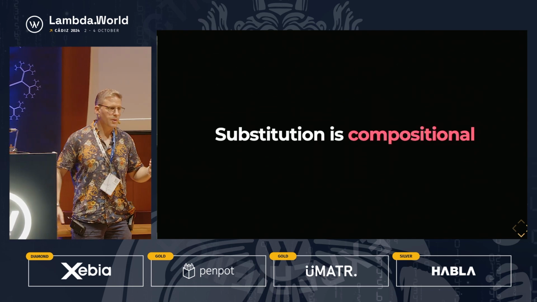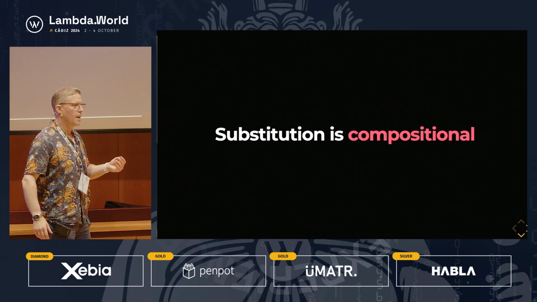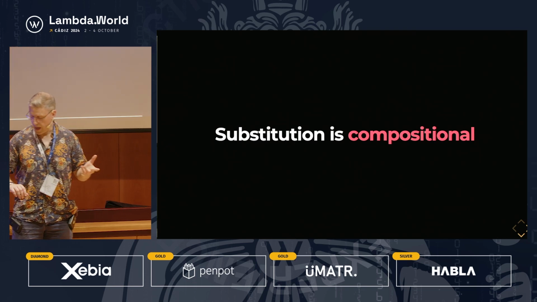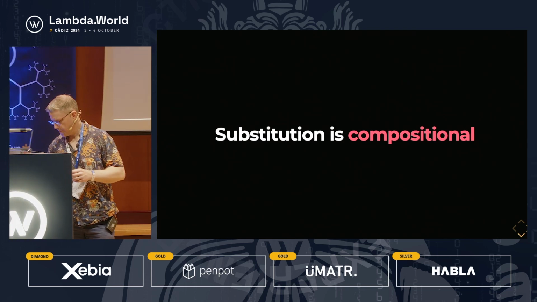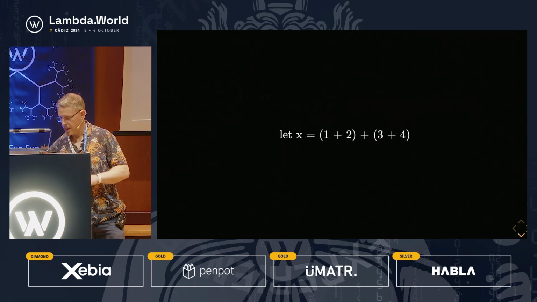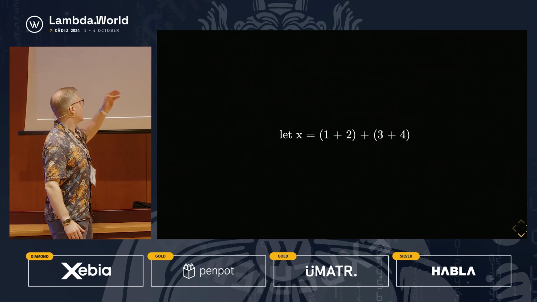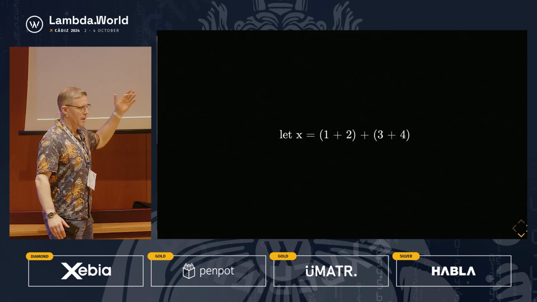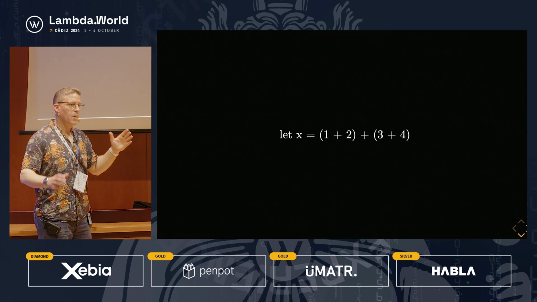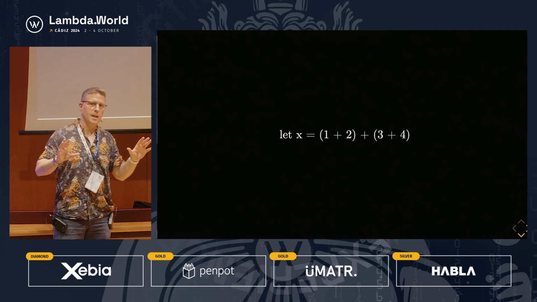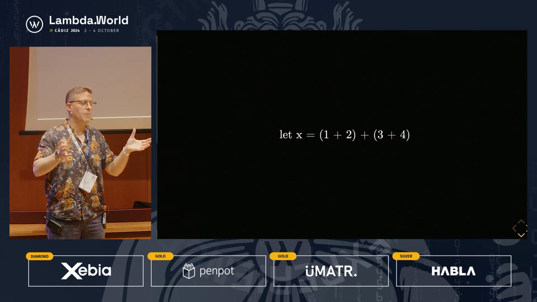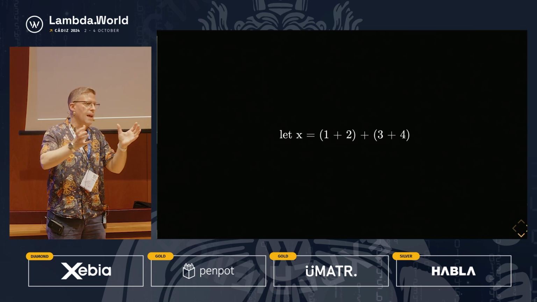Now, substitution is also compositional. So let's see an example of that and what that means. So here we have an expression. We're back in mathematics land. So let x equal (1 plus 2) plus (3 plus 4). And what compositional means is that we can take the independent components and we can understand them independently and then combine them.